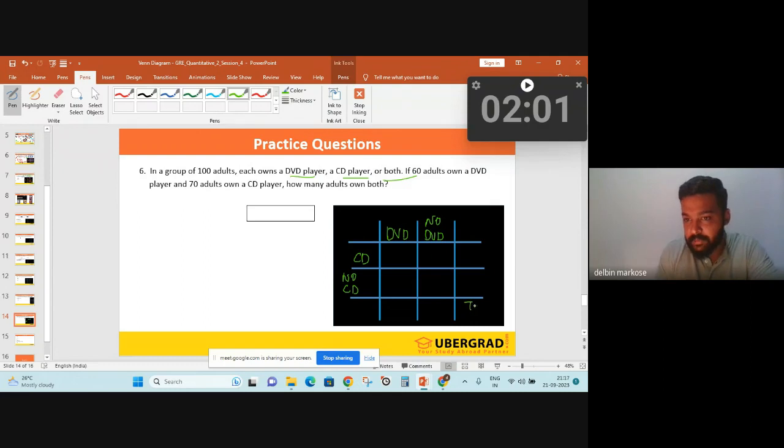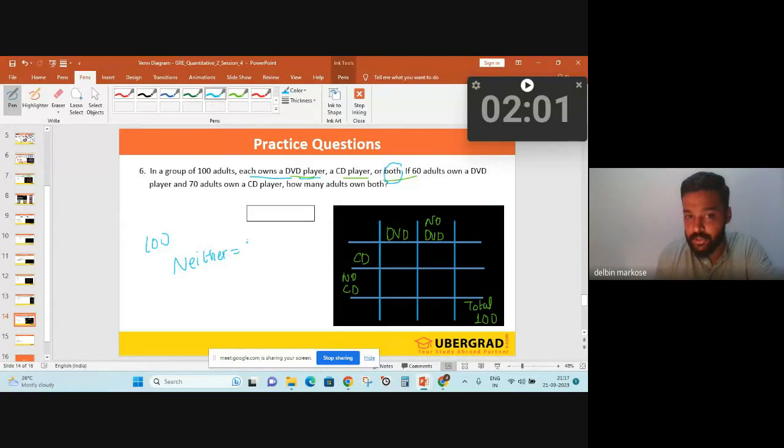And what is the total number? It's given as 100. But there is a problem here. What about the neither category? No CD, no DVD. You see, right? Each owns a DVD player or a CD player or both. There are 100 people. Automatically, what will happen to the neither category? You have to understand that it will be 0.